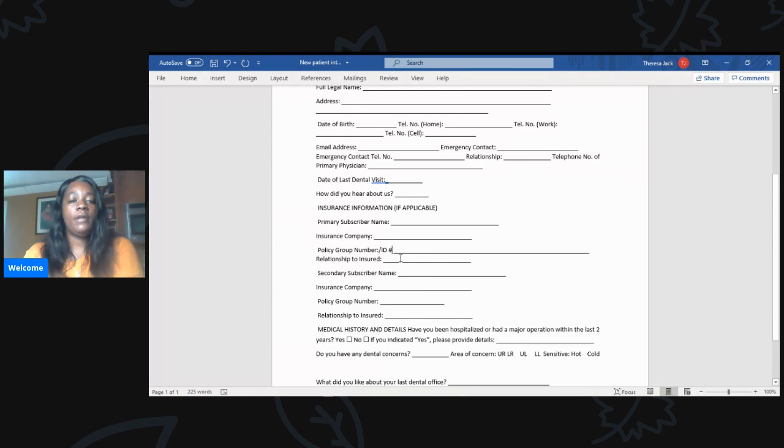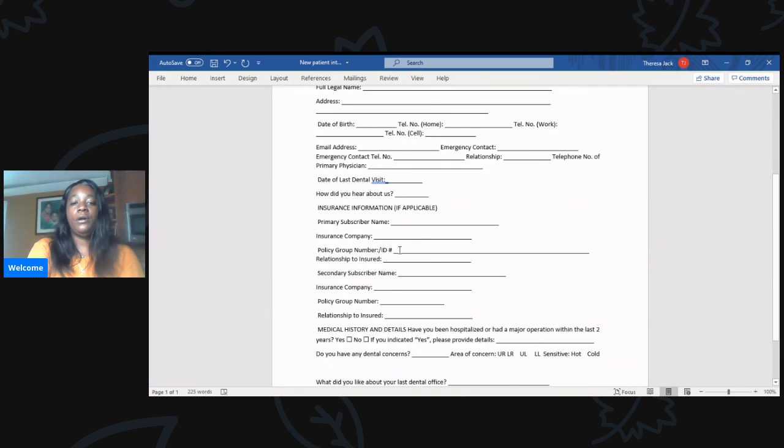Now, let's talk about this for a minute. I know that some barriers have been that patients don't want to give their social security number over the phone, and that's perfectly fine. So if they're not wanting to give their social security number over the phone, you just need to let them know that they do need to come in at least 30 minutes earlier if they want to get all of their procedures done that day.